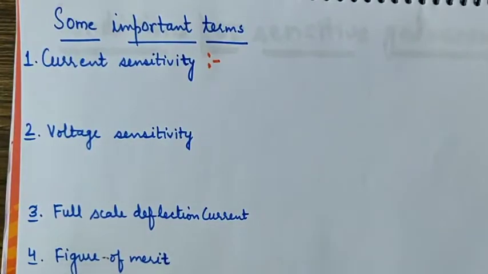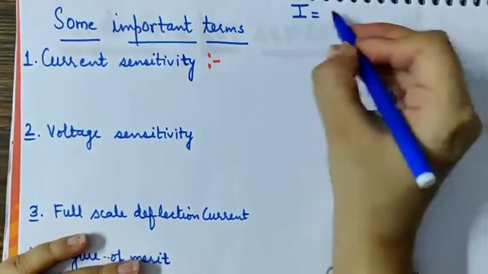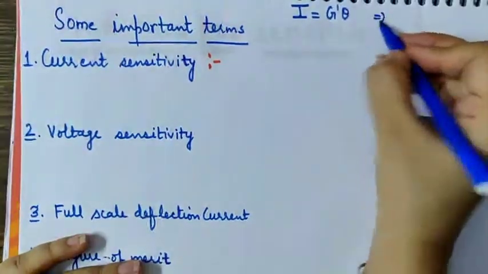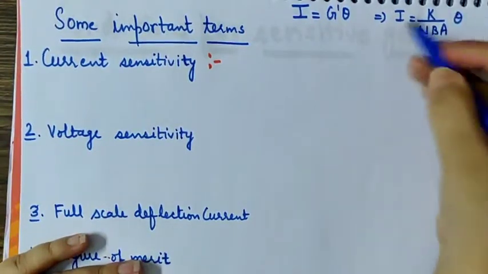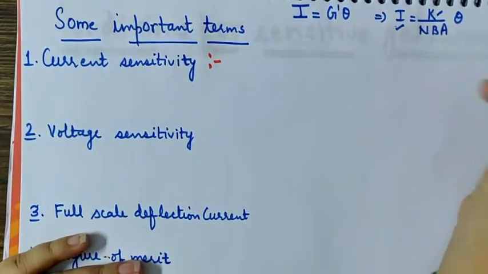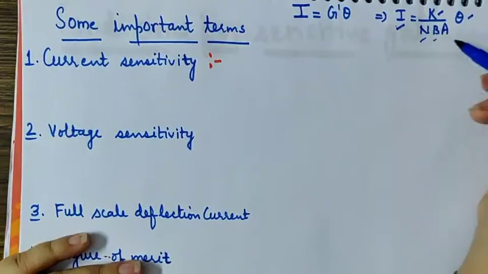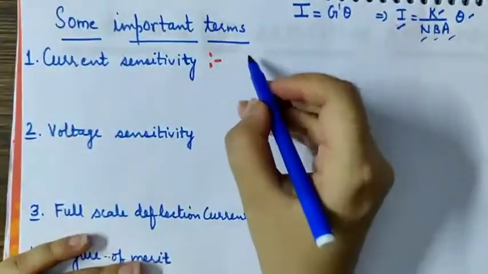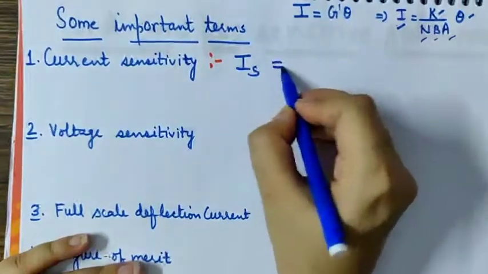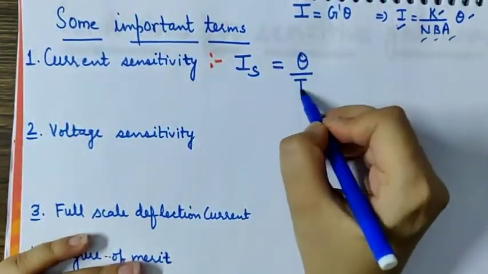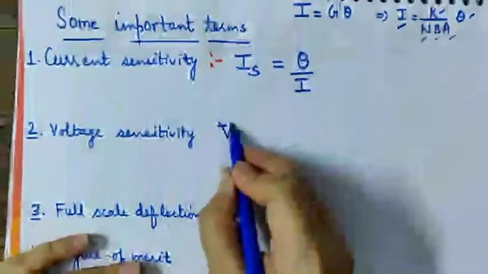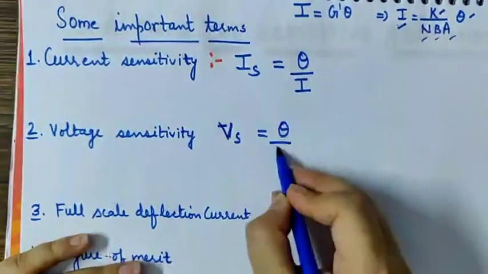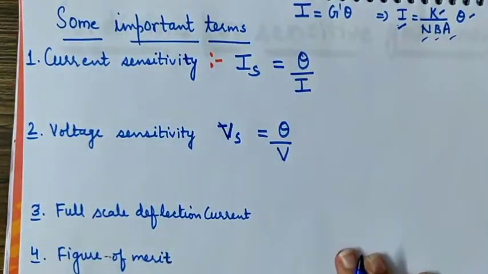First is called current sensitivity. I'll write the formula first of all. I is equal to G dash into theta. The value of G dash was K upon NBA, so I is equal to K upon NBA into theta. I is the current flowing through the coil, K is any constant, theta is the deflection, N is the number of turns in the coil, B is the magnetic field, and A is the area of the coil. So current sensitivity is generally written as IS. This means the deflection produced per unit current flowing through it. Similarly, voltage sensitivity is the deflection produced per unit voltage across the galvanometer.